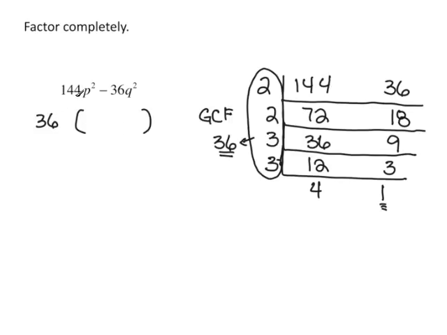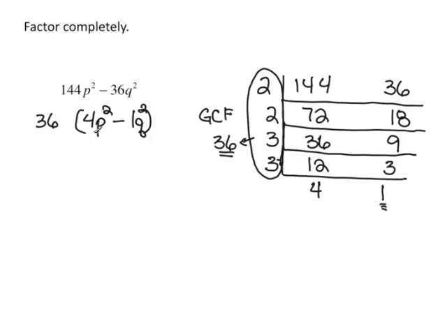I take 144 and divide it by 36, and I get 4. And then notice that I can't pull out any variables here, so I get p squared. And then 36 divided by 36 is equal to 1. So I keep my sign, and then I put 1, and then q squared. Okay, so I have 36 times 4p squared minus 1q squared.